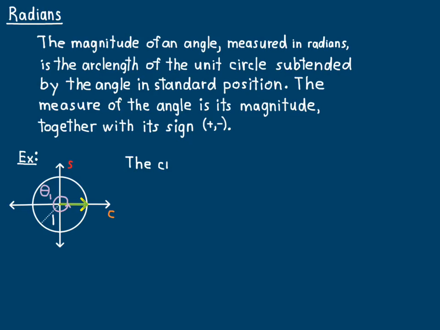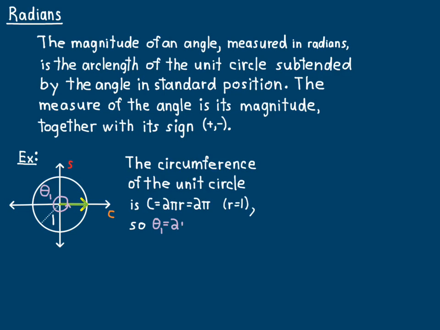Okay. So I wrote that out here for you, so you can have it on the PDF notes. The circumference of the unit circle is 2 pi r, which is 2 pi. So this theta 1 is 2 pi, and we say it's 2 pi radians. So that's what radians is. You're just measuring how far you travel around this unit circle to get from the initial side to the terminal side. That's the definition of radians. So it's a very natural measurement.